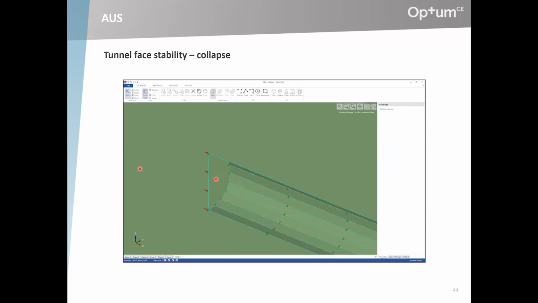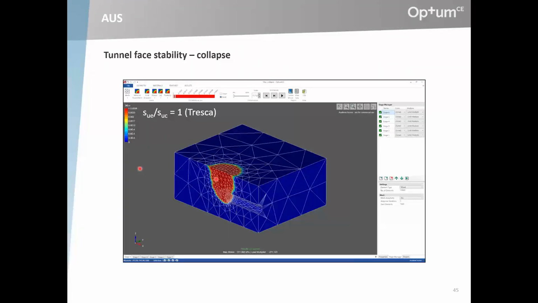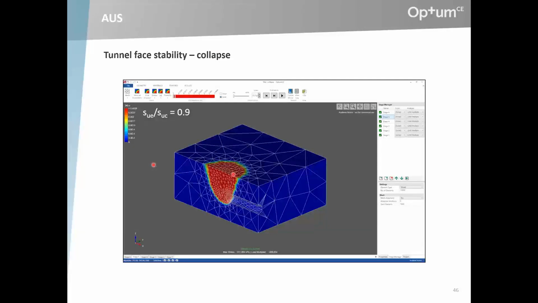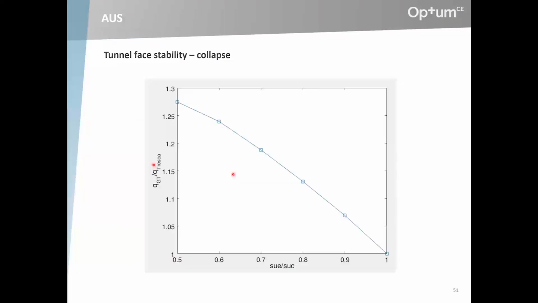And so these are two different problems. Collapse is the minimum pressure necessary to keep things stable, and then the blowout is the other one. So if we look at Tresca first, and I'm just showing the collapse mechanisms here. For a Tresca material, so ratio of 1, this is how it looks, and then you can decrease it, and you get a mechanism with more and more soil to retain, and the collapse pressure then increases with decreasing SuE to SuC ratio.